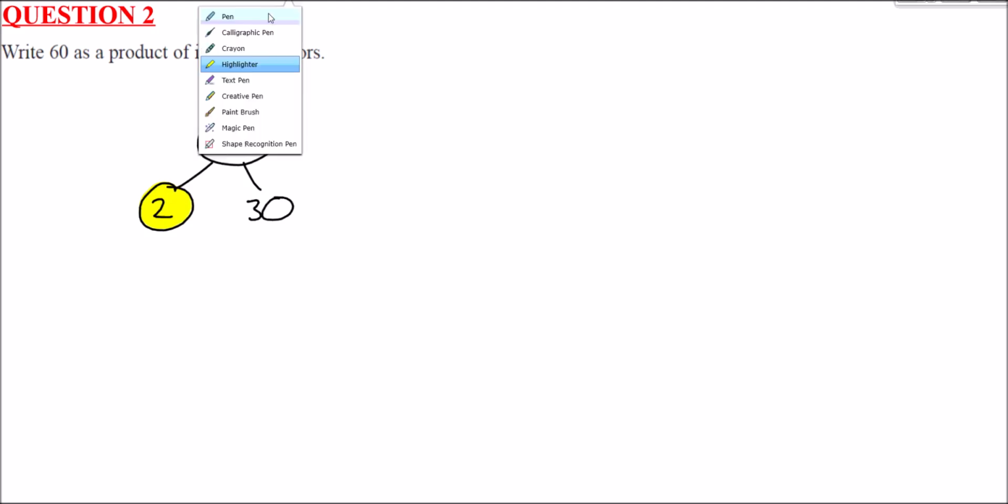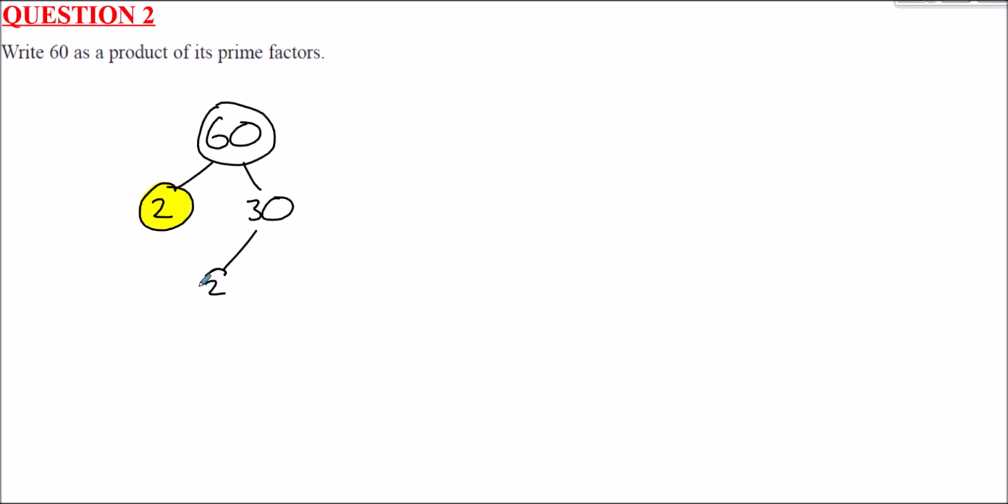Question 2, we have to write 60 as a product of its prime factors. I'm going to show you the foolish way of doing this. Do it manually. So, can we divide 60 by any number apart from 1? Yes, we can. We can divide by 2, which gives 30. So, if we see a prime number, we circle it and stop. So 2 is prime, so I'll leave that one. 30 isn't, so I'm going to go again. 30 I can divide by 2, which gives 15.